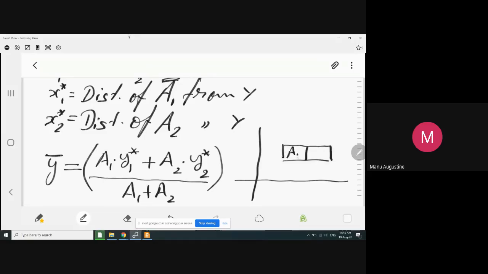This is A1, this is A2. This distance is given as 2, 2. All sides are 1. Quickly calculate the value of y bar using this formula.